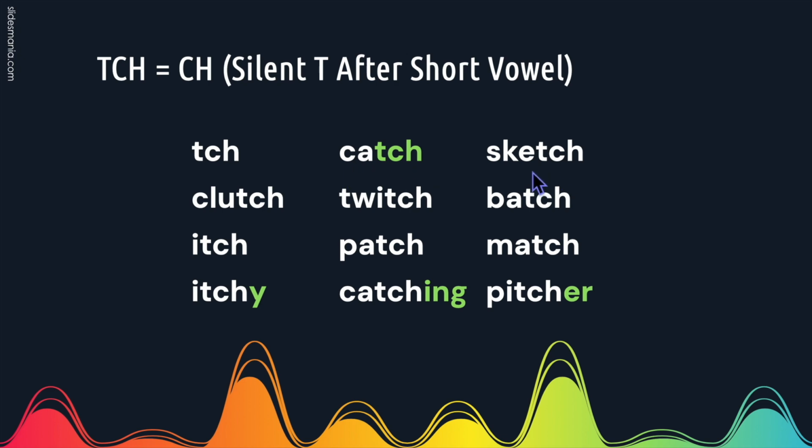Catch. Here we have an E. We want a short vowel sound. CH is scared of it, so it uses the letter T like a shield. The T doesn't make a sound itself, it just protects the CH from the short vowel sound. Sketch, clutch, twitch, batch, itch, patch, match. We can add suffixes: itchy, catching, picture.